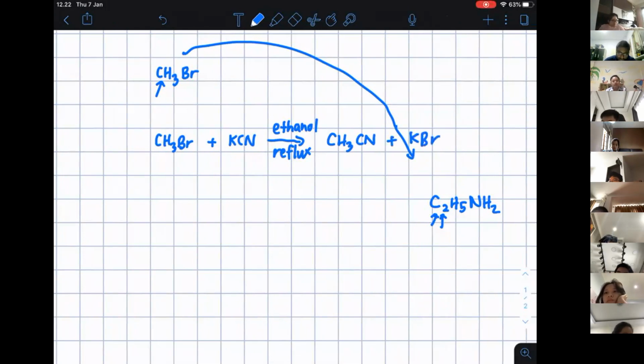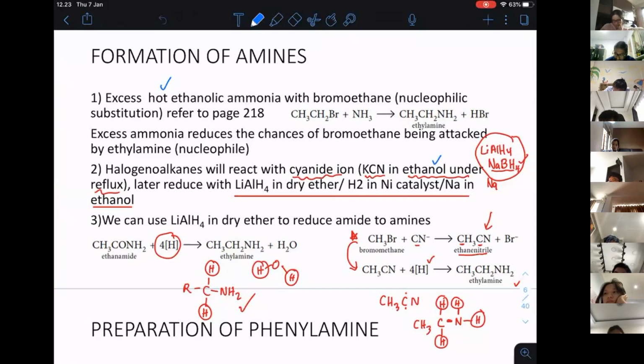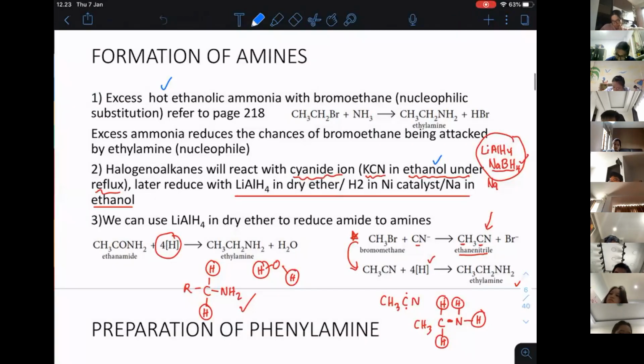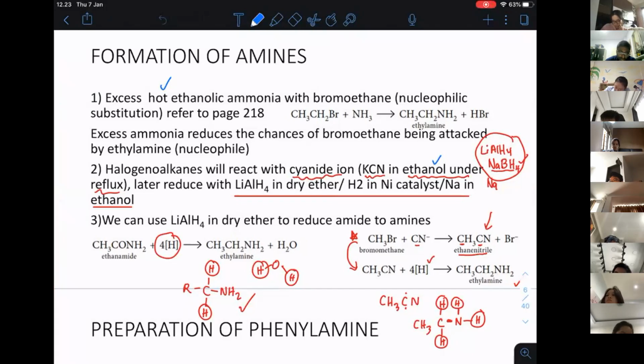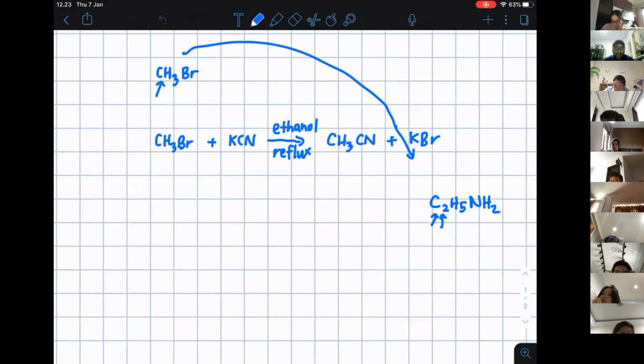So this is what we call a nitrile. Naming is not important, but I think CH3CN is ethane nitrile. So this is ethane nitrile. This ethane nitrile, you want to change into the amine. You need to do reduction.